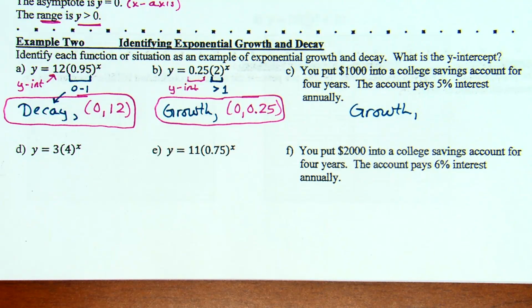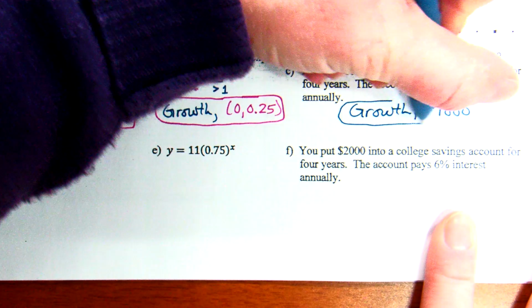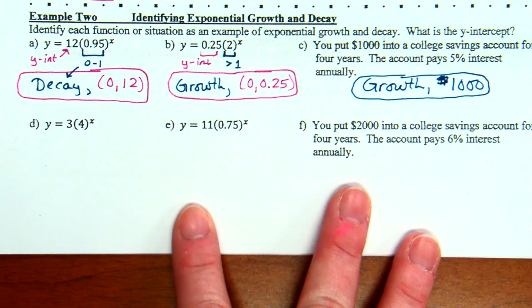Okay, up there, where did I write y-intercept next to, or up above? Where it says A is the initial value. What was the initial value in the account? $1,000. So my y-intercept is also my starting value. So $1,000. Okay, so that's doable, yes?